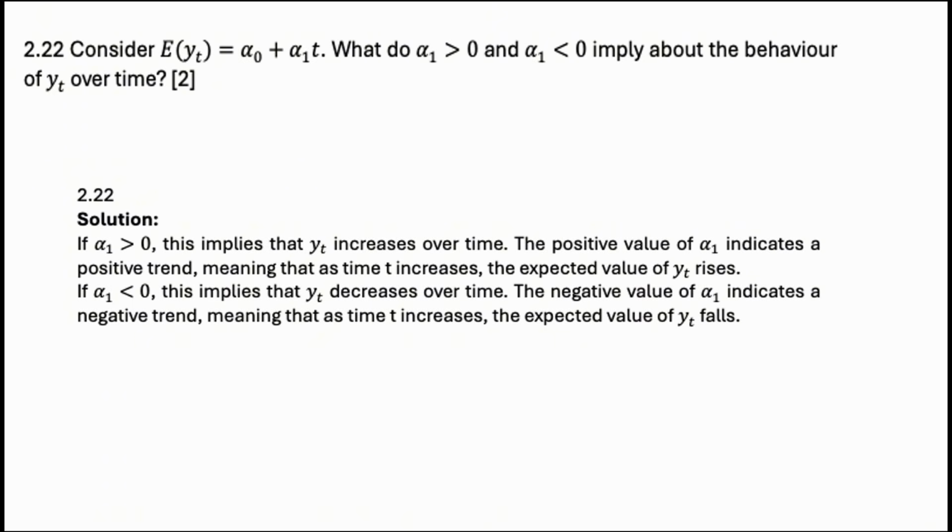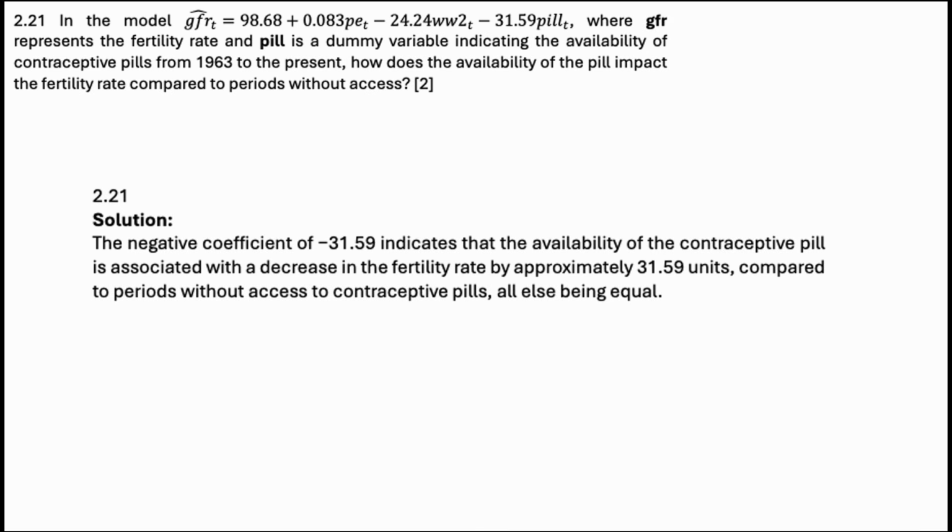Okay, so consider this. What does alpha 1 greater than 0 and alpha 1 less than 0 imply about the behavior of the dependent variable in year t over time? So again, this is why the theory is so important. So obviously, if alpha 1 is greater than 0, yt increases over time, so that's a positive trend, and alpha 1 less than 0 decreases over time, it's a negative trend, right? So as time increases, the expected value of yt falls, or if it's a positive trend, as t increases, the expected value of yt rises.